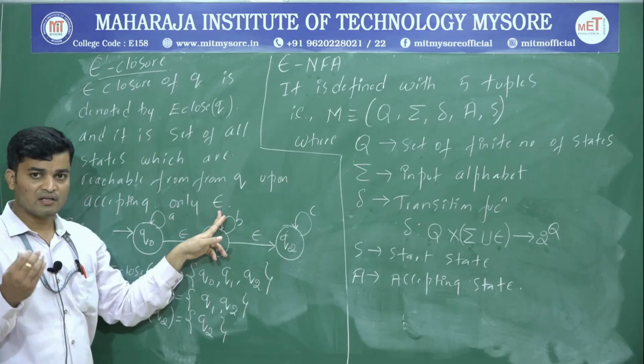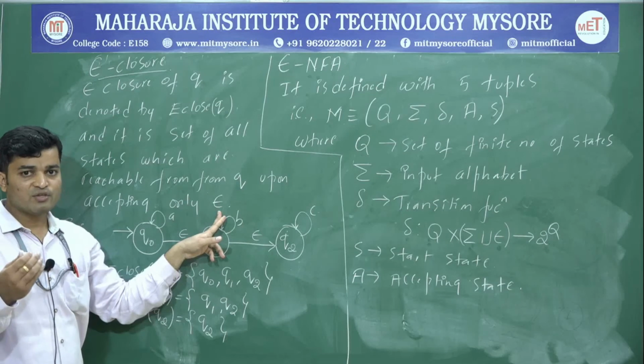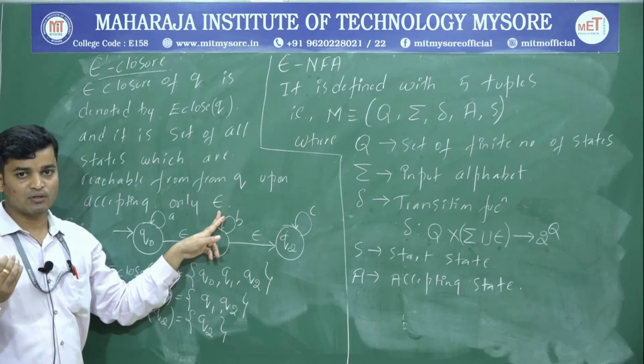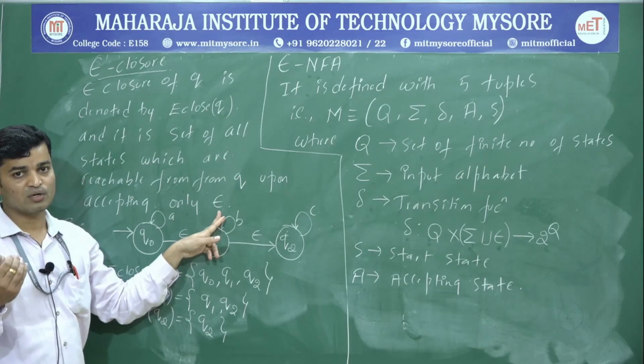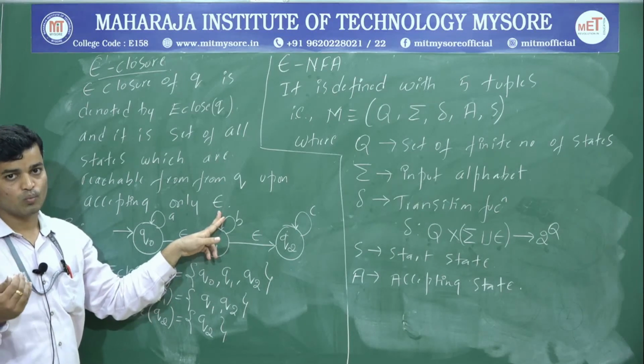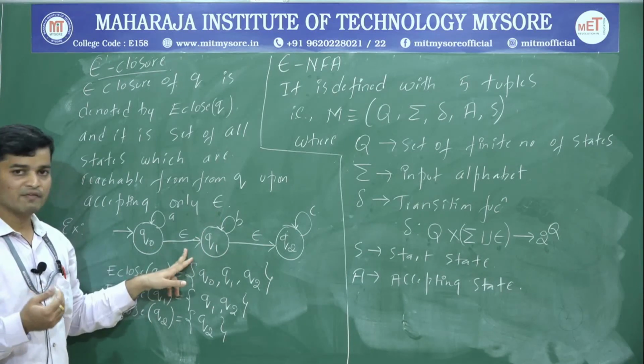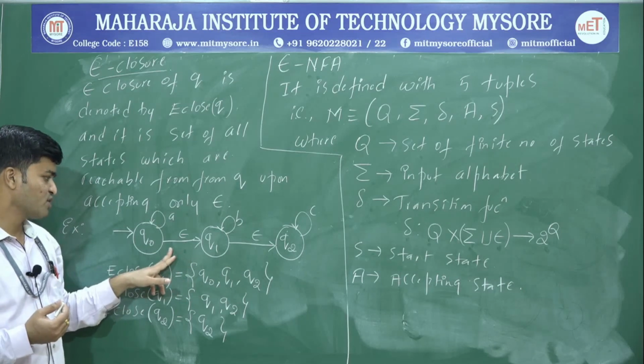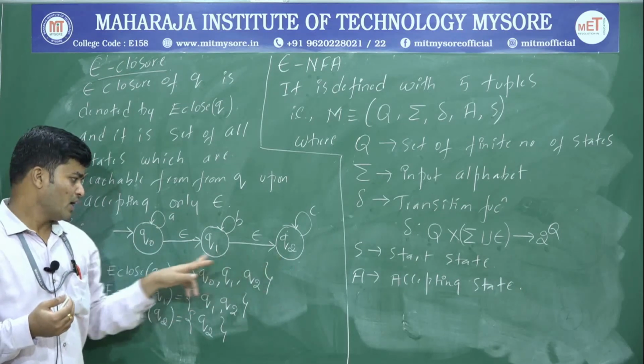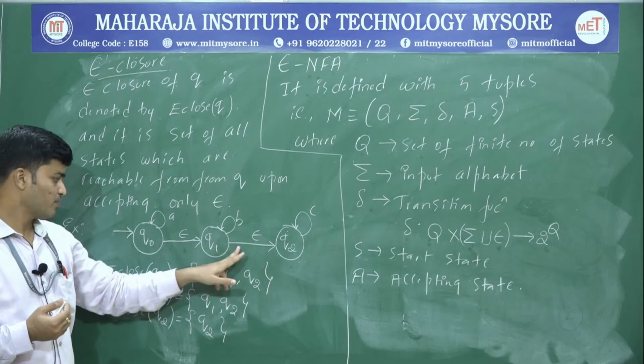If you are in some state, the states you can reach only by accepting epsilon, those states are called E closure of Q. Okay. So I am going to explain that with an example. I have taken 3 states Q0, Q1 and Q2, and there are some epsilon transitions.